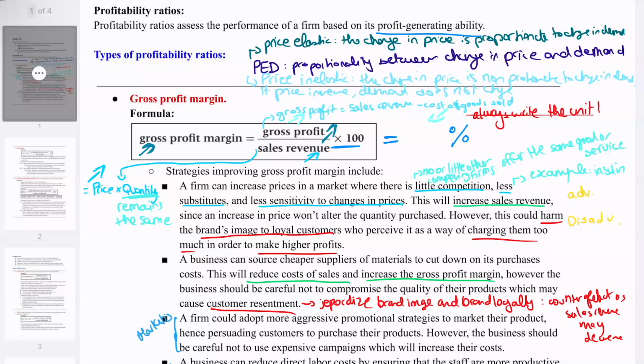Okay, and always remember to mention the advantages, but then the disadvantages. We want both sides of the argument. Balance is key.